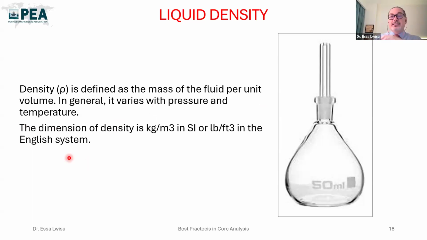Of course, when we measure the density of oil and water, if you are measuring the density of water at ambient pressure, meaning room temperature, then you don't need to record the pressure. But if you are doing a PVT study, in this case the density will vary a lot. So you have to write down the pressure and temperature at which you measured the density of water and oil. The dimension of density is kilogram per cubic meter in SI, or pound per cubic foot in the English system.